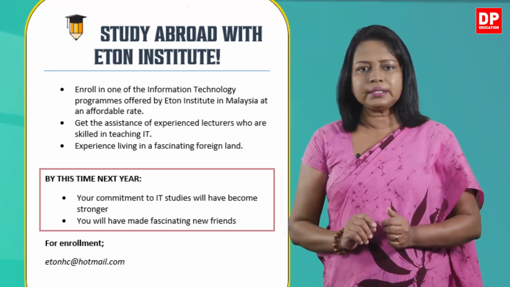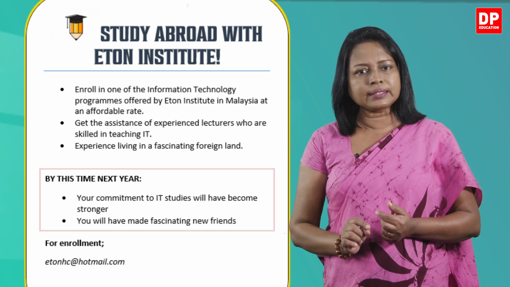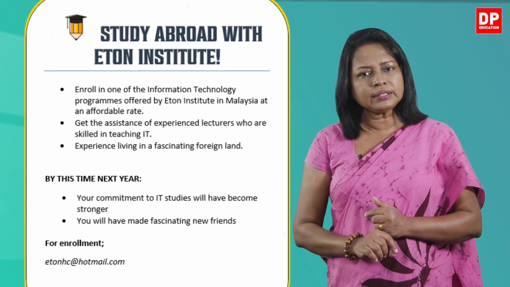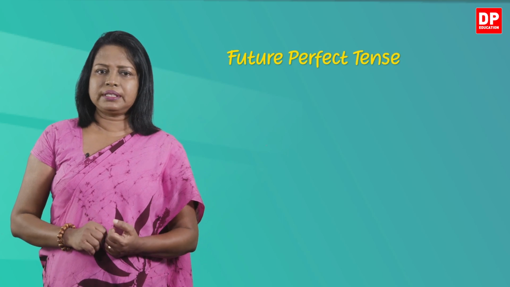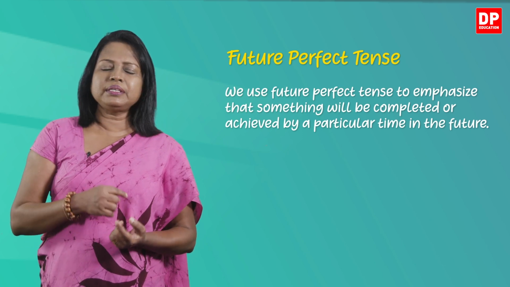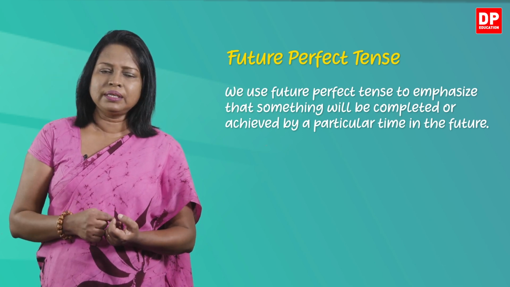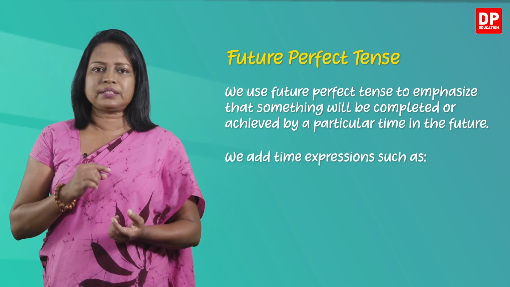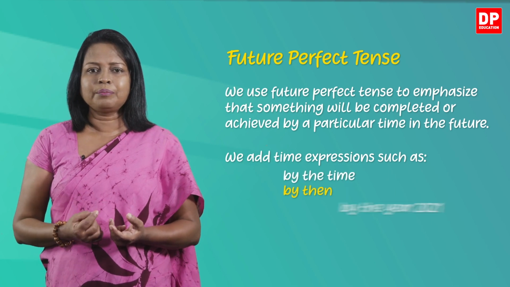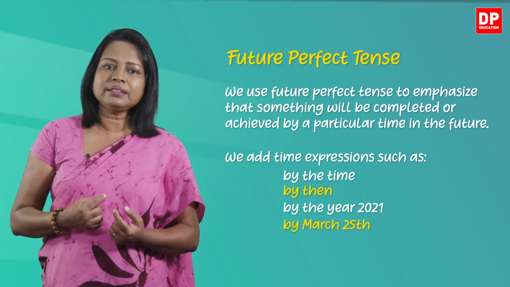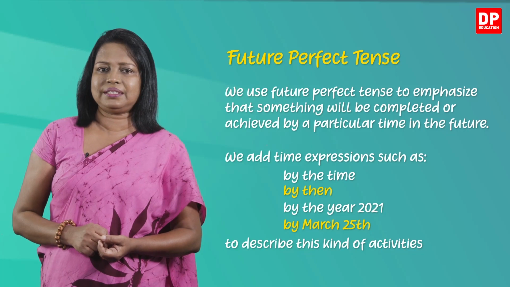By this time next year, your commitment to IT studies will have become stronger. You will have made fascinating new friends. These two sentences are in future perfect tense. We use future perfect tense to emphasize that something will be completed or achieved by a particular time in the future. We add time expressions such as by the time, by then, by the year 2021, by March 25th, etc. to describe this kind of activities.